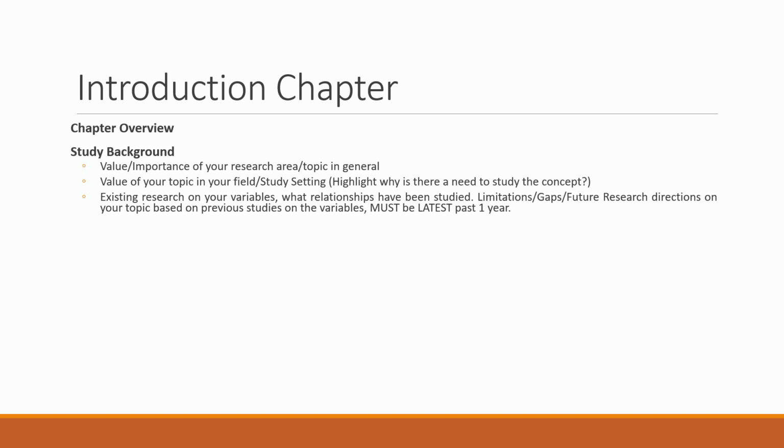Followed by this, we start writing about the existing research on the topic or the variables that we intend to study. We focus on what relationships have been studied, what limitations, gaps, and future research directions are prevalent in existing literature. You provide a solid argument as to what is available in the literature. And how do you get this argument? You get it from existing research, the limitations that have been identified in existing research, the gaps that have been identified, the future research directions that have been proposed.